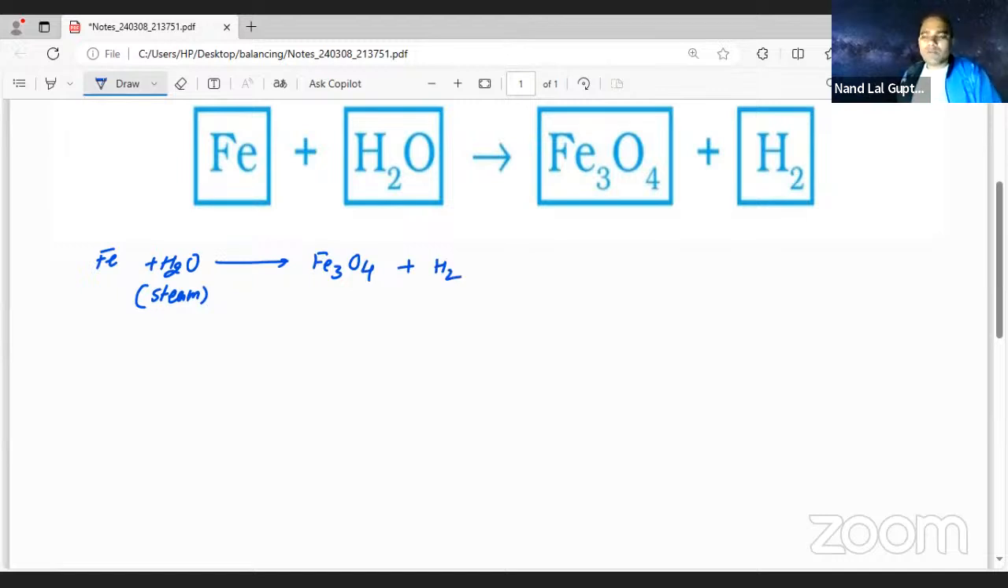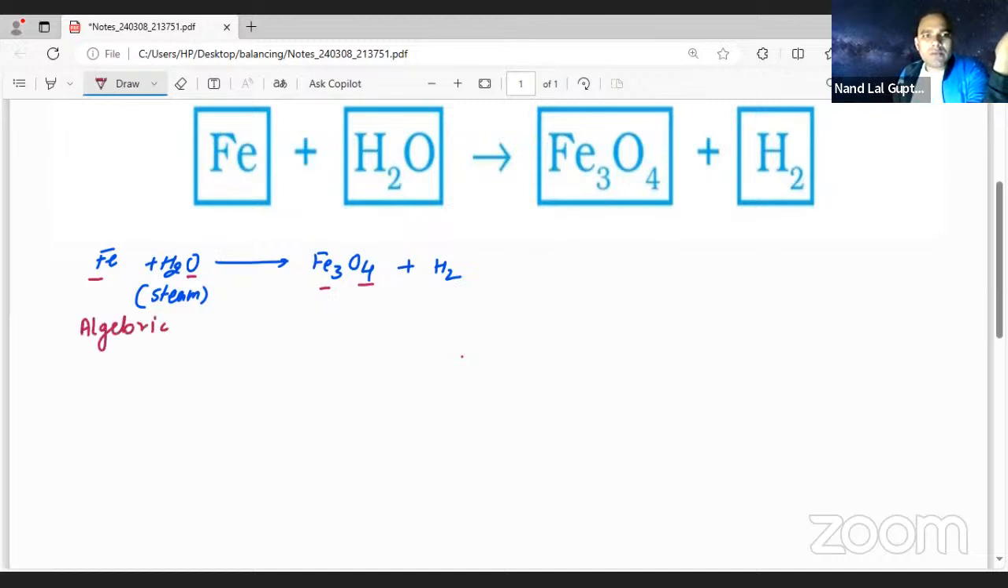Now, how can you balance? Here you see, this is actually an unbalanced equation. On the left side, the reactant side, the oxygen is only one. But here you see four oxygens are there. And the iron here is one, here it is three. So these are unbalanced equations. So we are going to do it by the algebraic method.